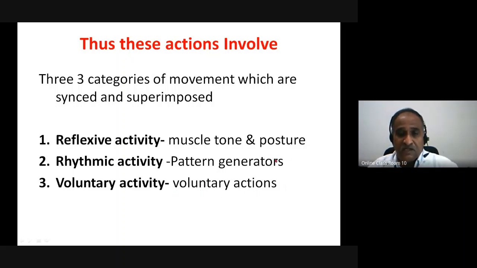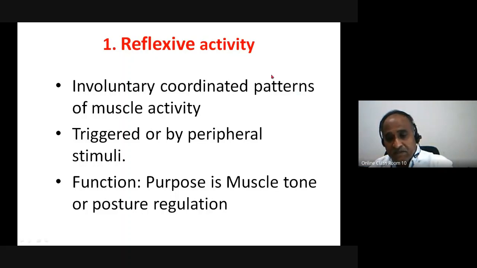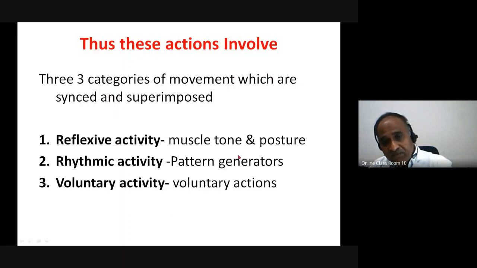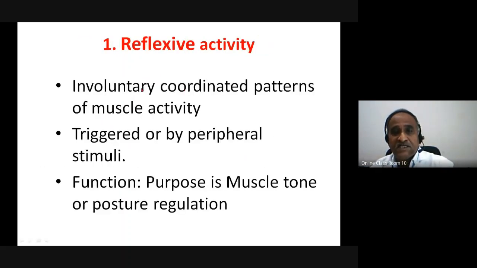For the rhythmic activity, you can just see how a tabla player plays a tabla, and it is amazing to see them playing for the rhythm. See how even the simple hand movement is going on like this. Now, the reflexive activity, I take one by one. The reflexive activity is involuntary.